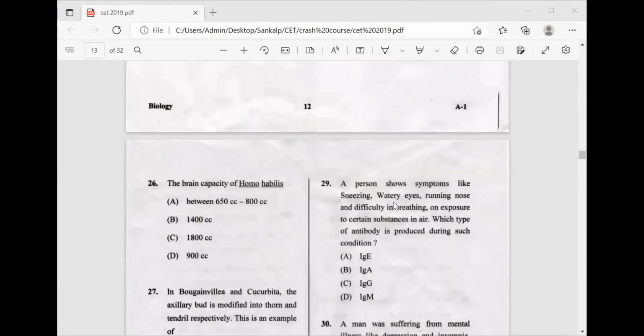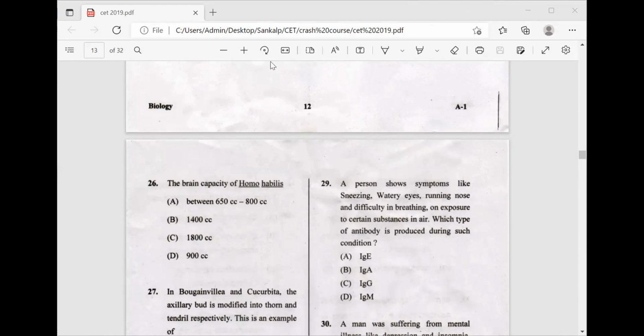Okay. Next. A person shows symptoms like sneezing, watery eyes, running nose, and difficulty in breathing on exposure to certain substances in air. Which type of antibody is produced during such condition? Option A, immunoglobulin E, option B, immunoglobulin A, option C, immunoglobulin G, option D, immunoglobulin M.